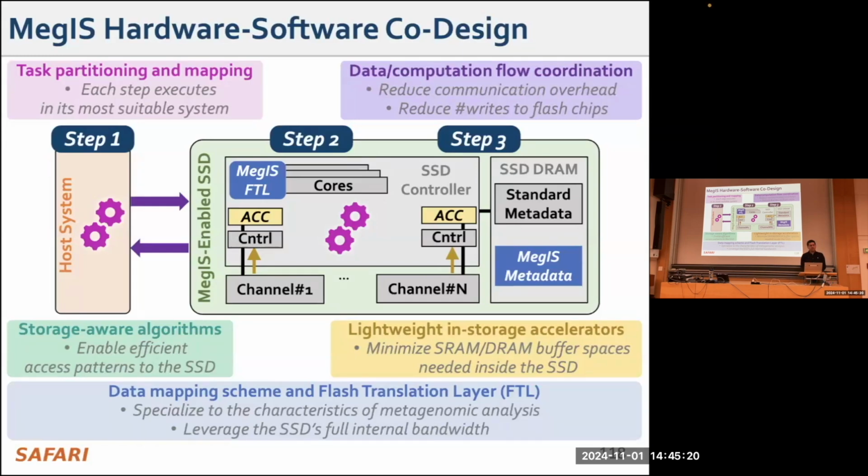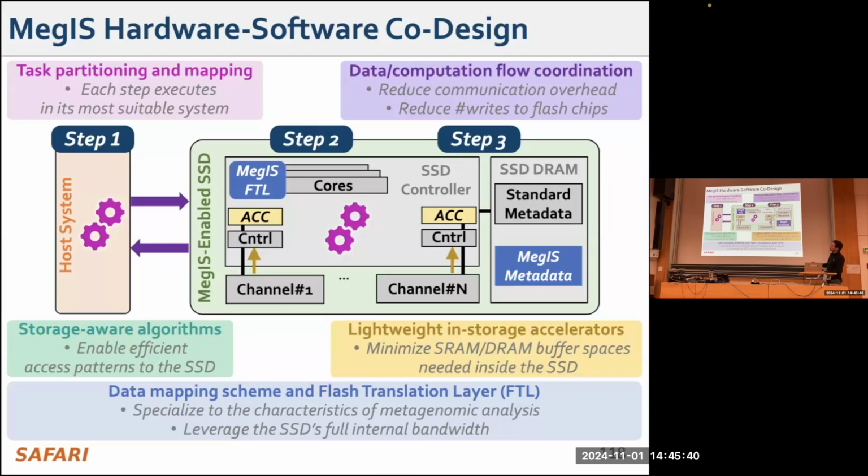So this means, how do you lay out the metagenomic database such that you minimize these random accesses? And how do you arrange the communication between the host system and the SSD so that you overlap all these latencies?